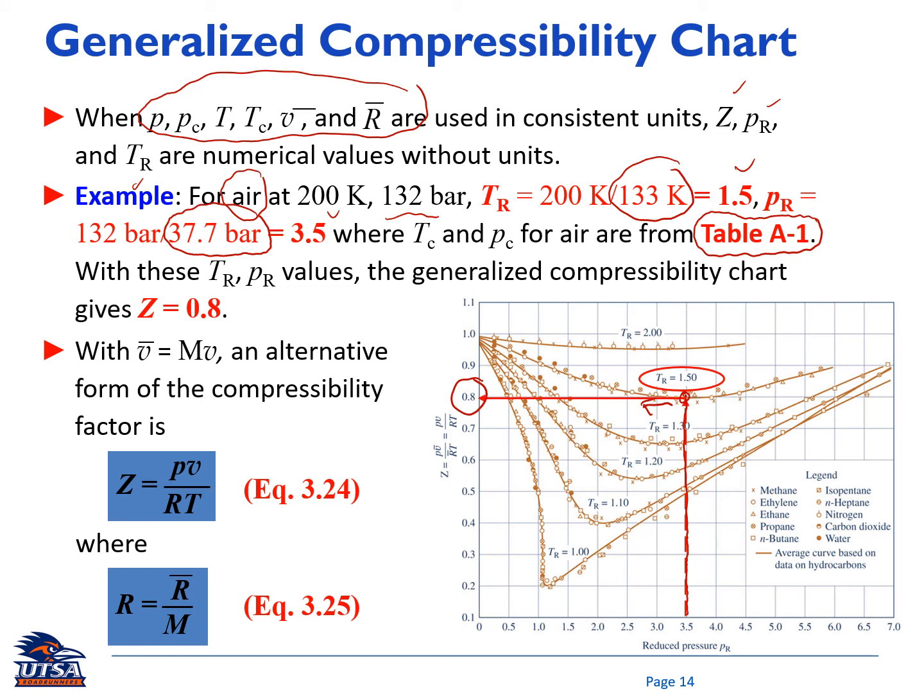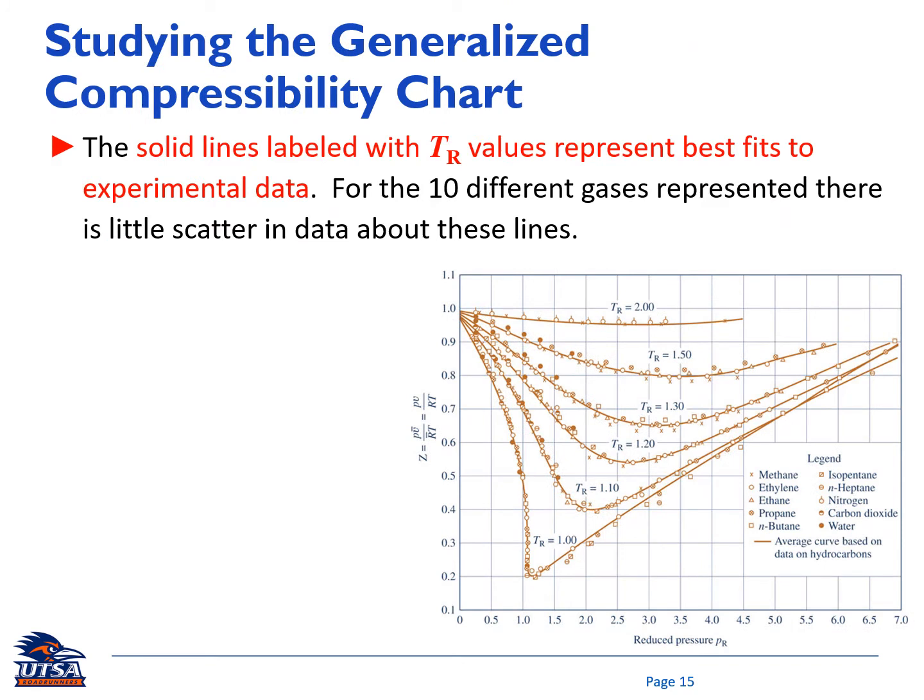Another alternative form, as shown in the previous slide, is Z equal to PV divided by RT, no upper bar here, so everything is on a kilogram basis. And I also showed you previously that R equals R-bar divided by M. Okay, so now let's go next. Here we study the generalized compressibility chart.